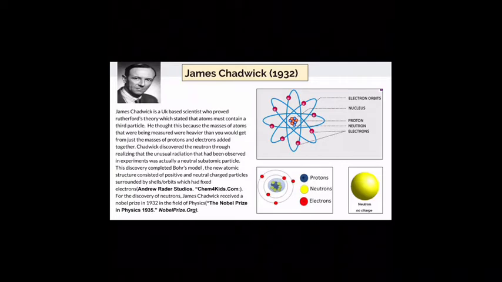Chadwick discovered the neutron through realizing that the unusual radiation that had been observed in experiments was actually a neutral subatomic particle. This discovery completed Bohr's model. The new atomic structure consisted of positive and neutral charged particles surrounded by shells or orbits which had fixed electrons. For the discovery of neutrons, James Chadwick received a Nobel Prize in 1932 in the field of physics.